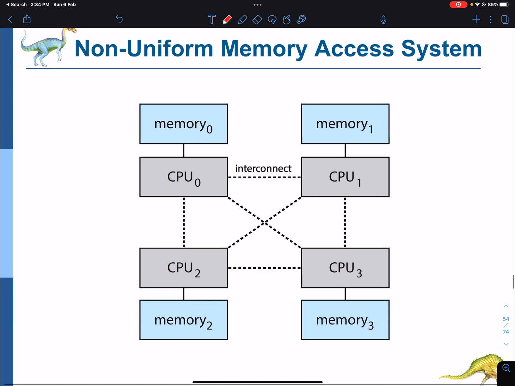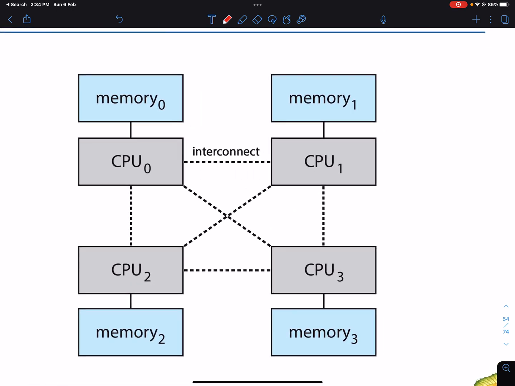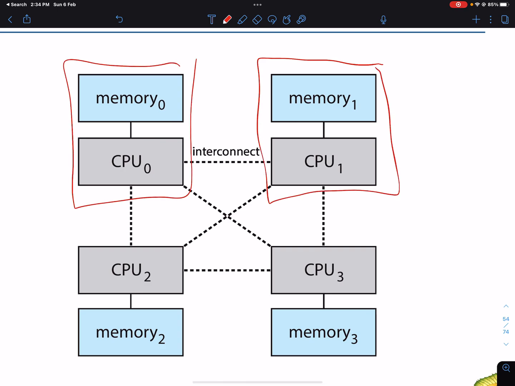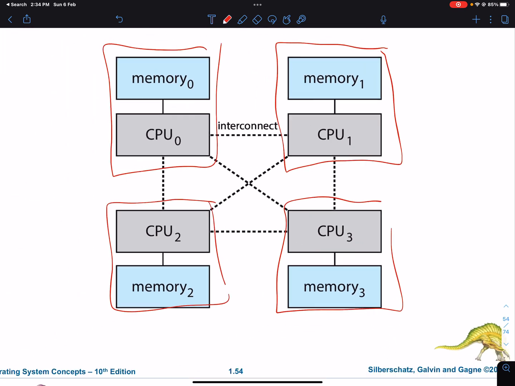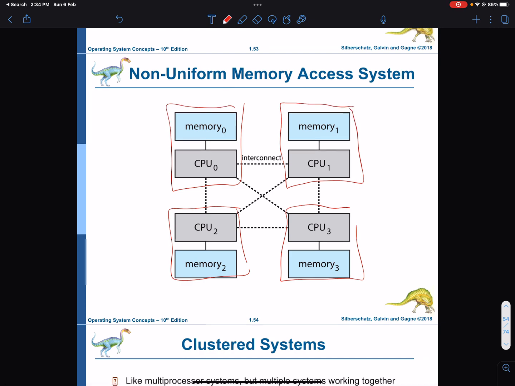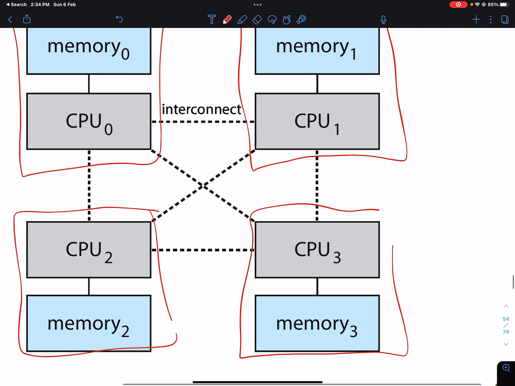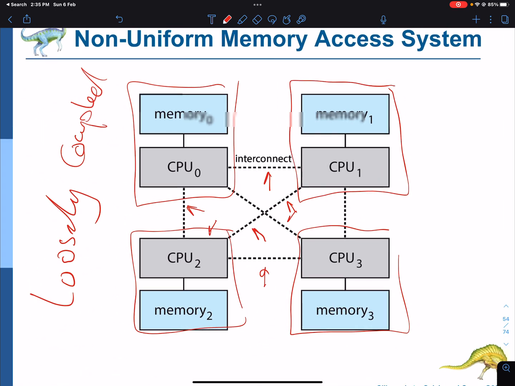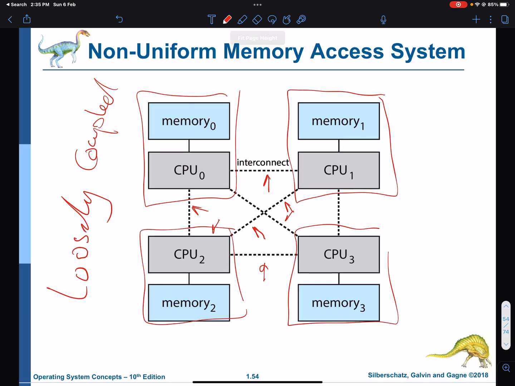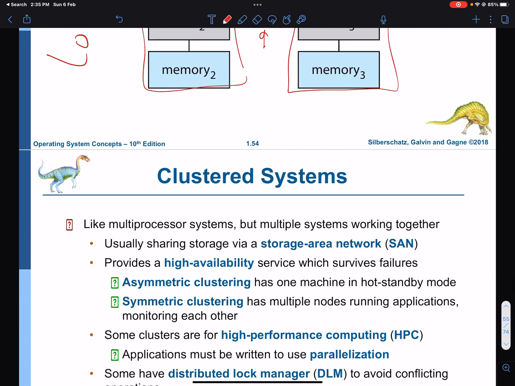How about this? Look at that. Here you have a CPU with its own memory, a CPU with its own memory, a CPU with its own memory, and a CPU with its own memory. This makes the system loosely coupled. There is no shared memory. So how do they connect? How do they interact? Messages. They message each other. Okay, so this is the non-uniform. We're going to be talking about all those details in chapter 3.